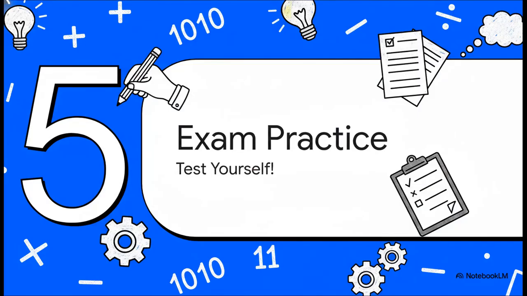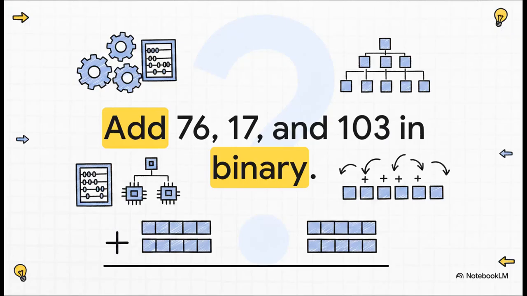Which brings us to part 5, exam practice. Time to really test yourself. All right, challenge number 1. This is a 3-row addition problem. I want you to convert the decimal values 76, 17, and 103 into 8-bit binary, stack them up, and add them together. Pause the explainer right here and solve it.